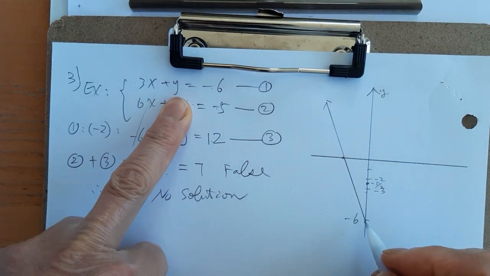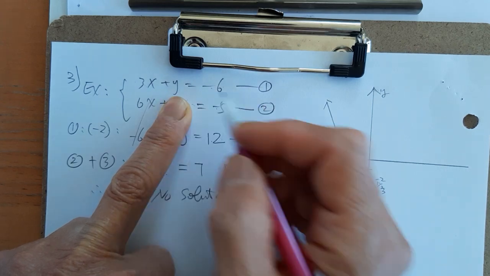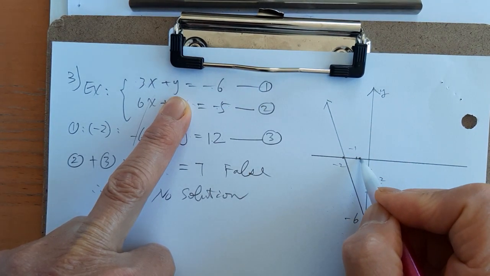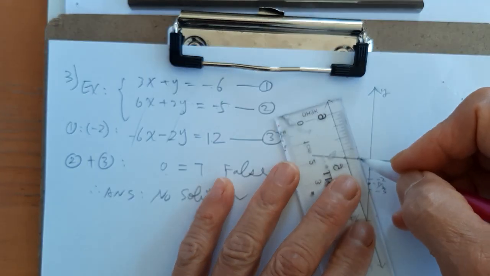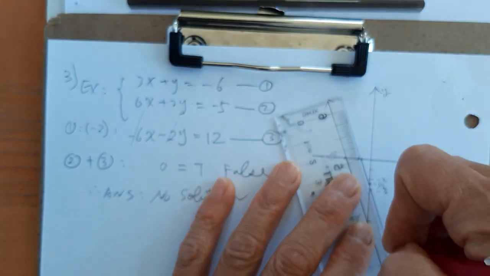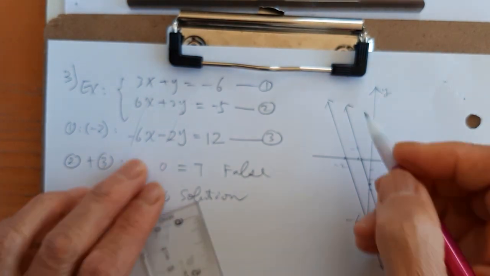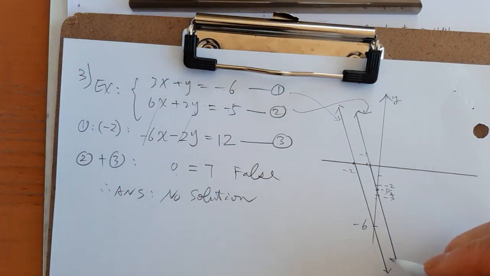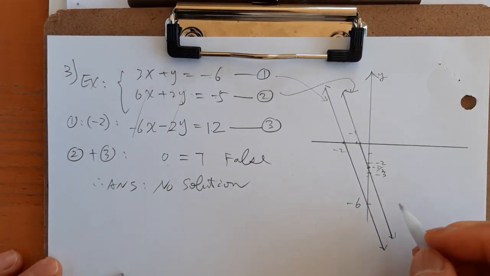You let y equal 0. X coordinate is negative 5 over 6. That is here, negative 5 over 6. And connect the 2 points. And that's the graph. That's the line of the second equation. This is the first equation. This is the second equation. The two lines have no intersection point. They are parallel.